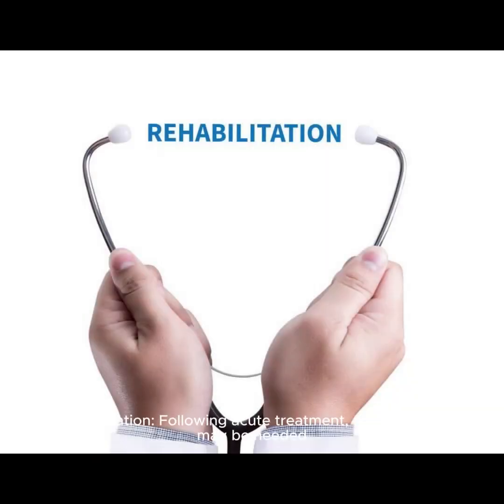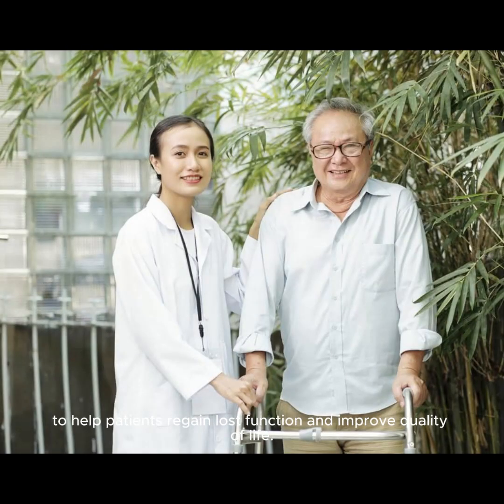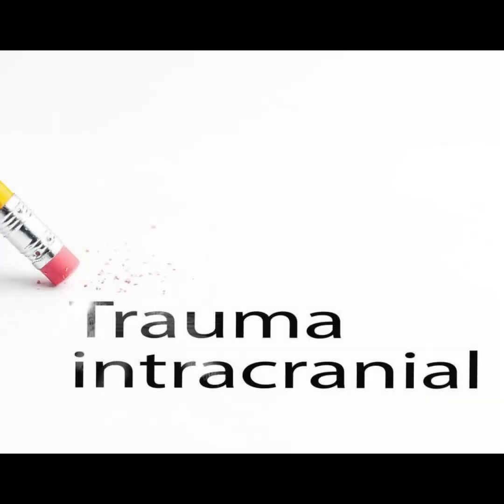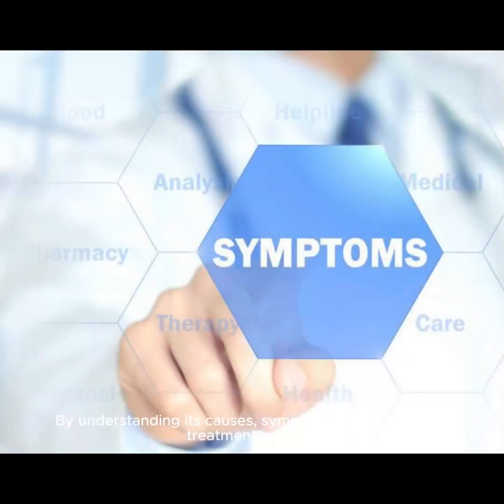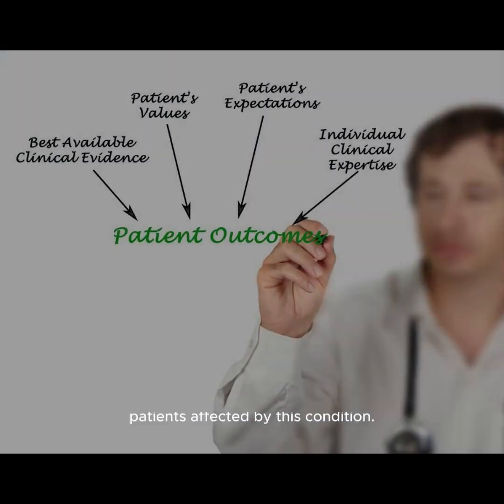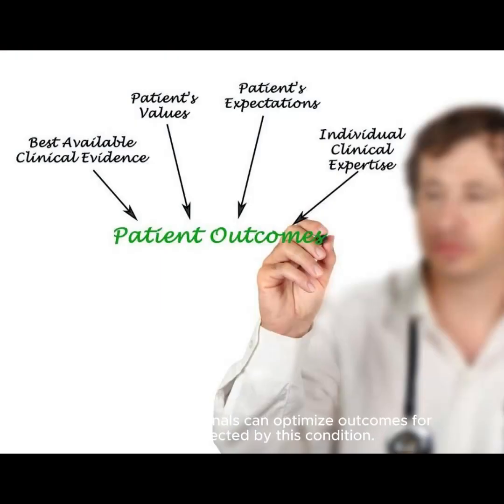Rehabilitation: Following acute treatment, rehabilitation may be needed to help patients regain lost function and improve quality of life. Conclusion: Intracranial hemorrhage is a serious medical emergency that requires prompt recognition and intervention to prevent potentially devastating consequences. By understanding its causes, symptoms, diagnosis, and treatment options, healthcare professionals can optimize outcomes for patients affected by this condition.